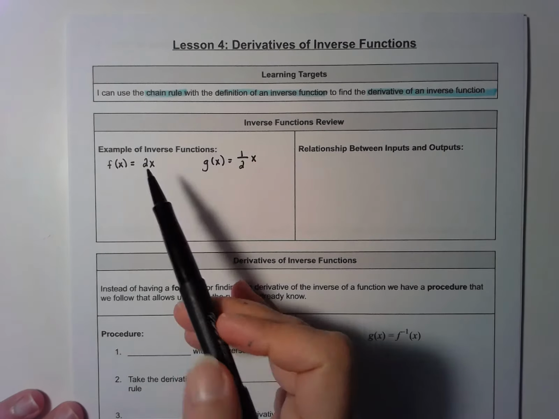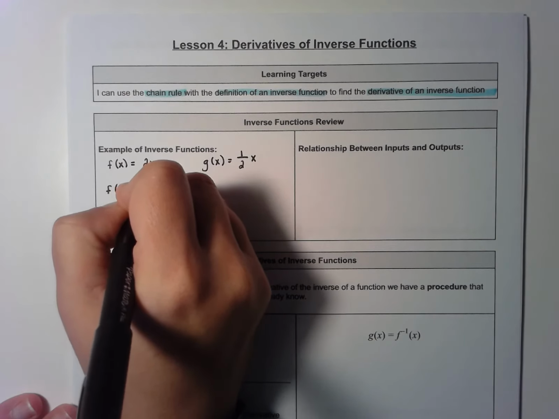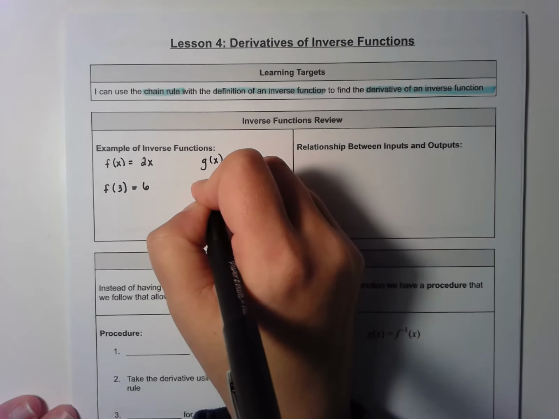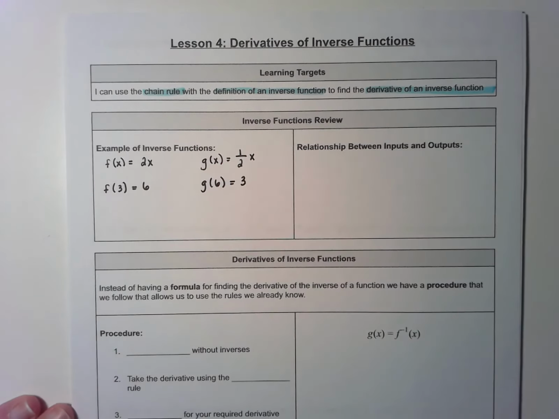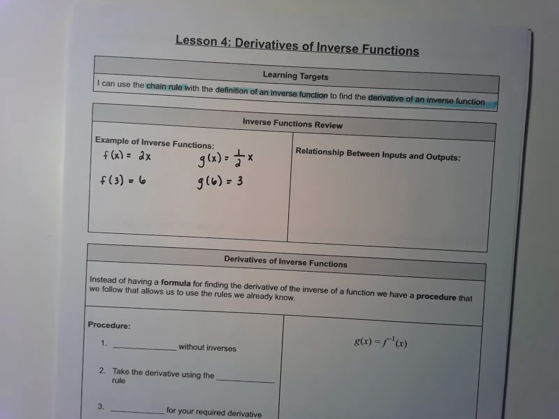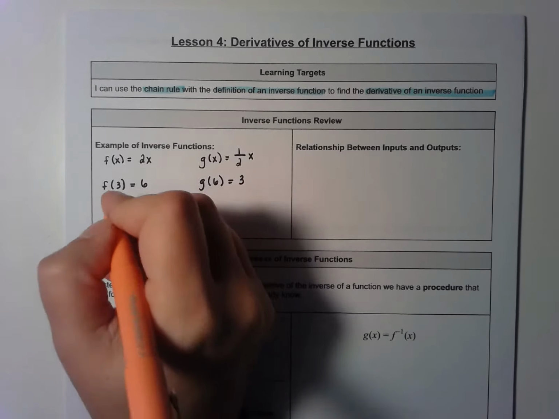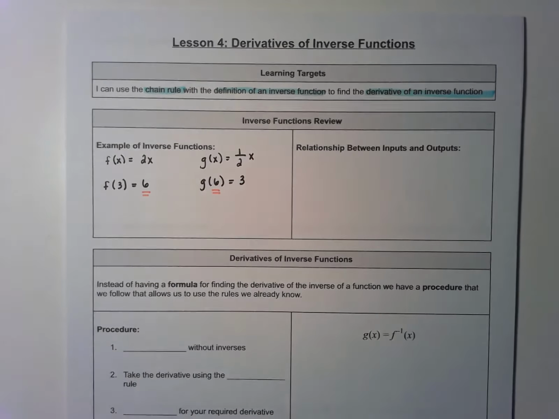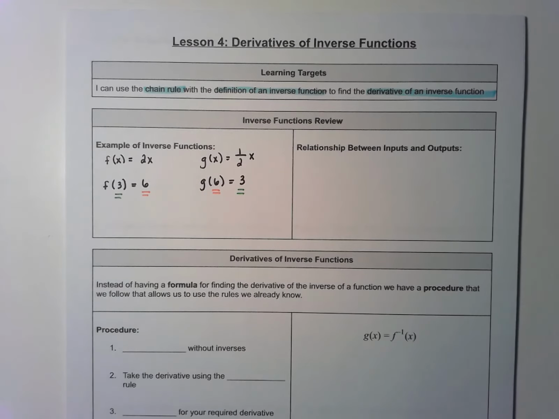So for example, if you were to plug in the number 3 here, f of 3 would be equal to 6. And if you were to plug in the number 6 here, g of 6 would be equal to 3. So what they're doing is they're taking the outputs from one function, and if you plug that number into the other function, you get the previous input. So the inputs and outputs are switching.